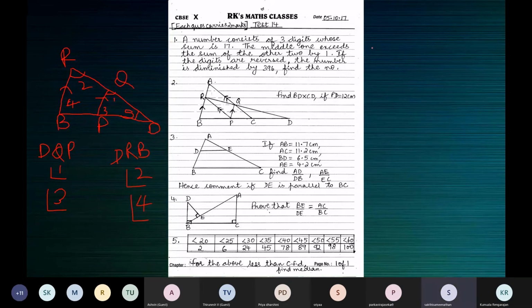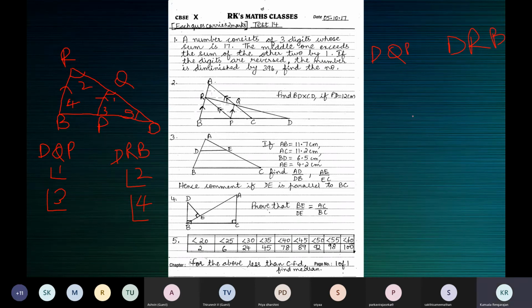Ma'am, DQP is similar to DRB. Yeah. If you say DQP, you must say DRB. Why? Because D goes with D. D is common. Q of the small triangle goes with R of the big triangle because angle 1 is equal to angle 2. So Q and R are corresponding angles, corresponding vertices. And then here P and B.